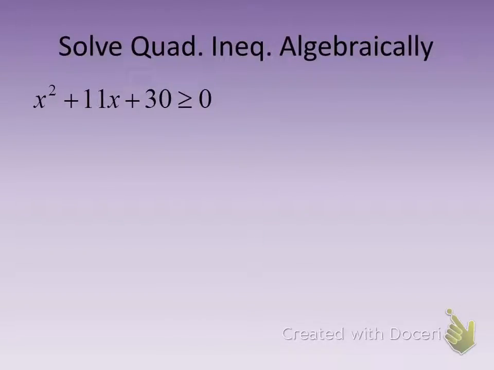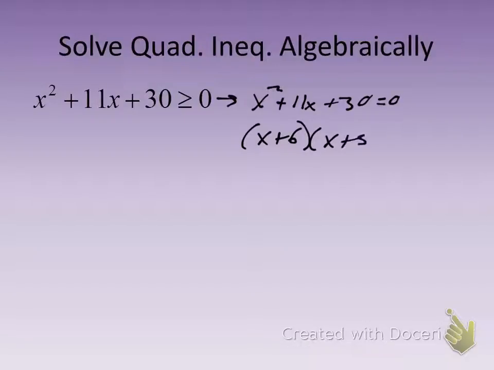Okay, so x squared plus 11x plus 30 equals 0. You factor it out to be (x plus 6)(x plus 5) equals 0, which solves to x equals -6 and x equals -5. All right.